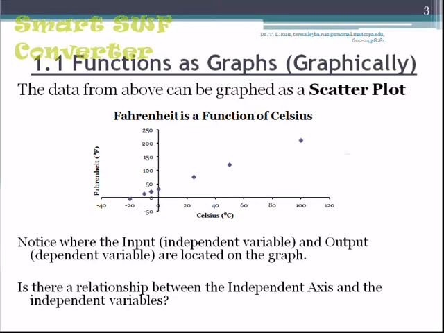Functions as graphs. This is the most important part about a function, is that we can graph it. In this case, we were given a set of ordered pairs from the information of Celsius and Fahrenheit temperatures and the relationship between the two. So you can see here is a graph of those individual data points. This is called a scatter plot because there's nothing right now connecting them. It's just a bunch of data points.